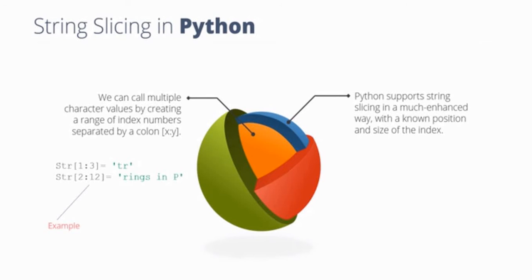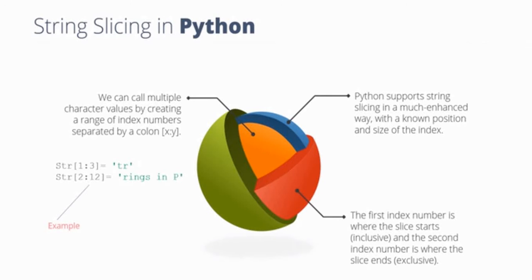Python supports string slicing in a much enhanced way, with a known position and size of the index. A user can not only specify the start of the slice of a string, but also where it ends. The first index number is where the slice starts, that is inclusive, and the second index number is where the slice ends, that is exclusive.